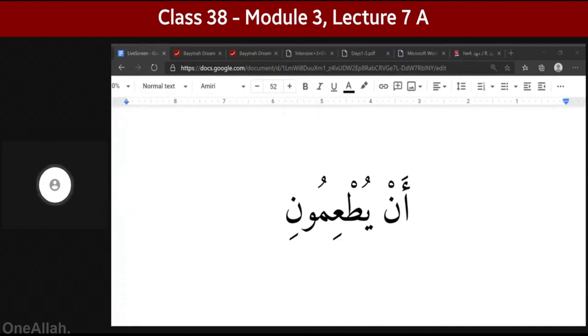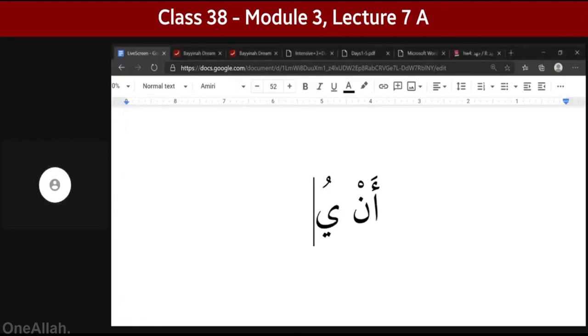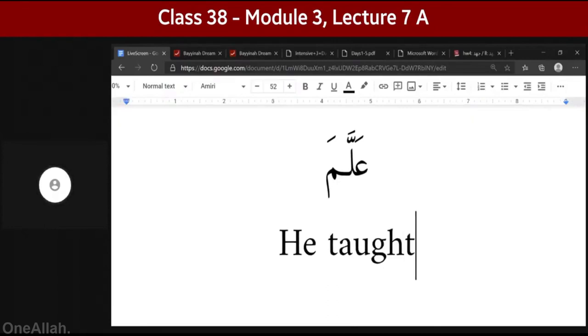Okay. Active, passive, transitive, and intransitive. So let's see what's a good word for this. Let's do allama. Allama means he taught. So a word that's transitive means that whatever the action is, it's being done to something or someone else. Okay? Whatever the action is, it's being done to something or someone else.